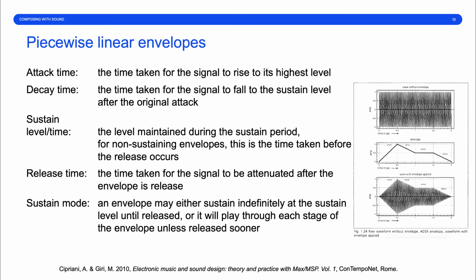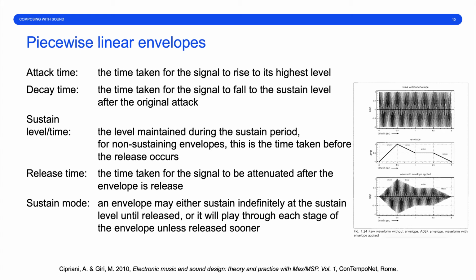The sustain level is the level maintained during the sustained period. For non-sustaining envelopes, for example, a piano note, this is the time taken before the release occurs. And the release time is the time taken for the signal to be attenuated after the envelope is released. So this is the time taken to decay from the sustain portion down to silence.